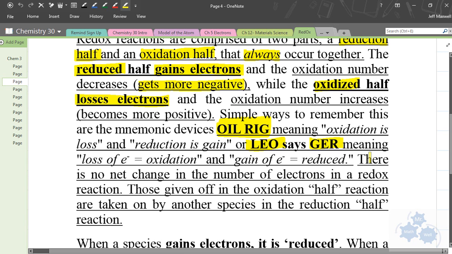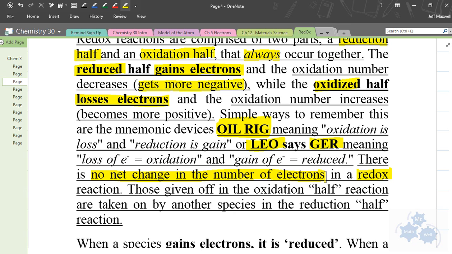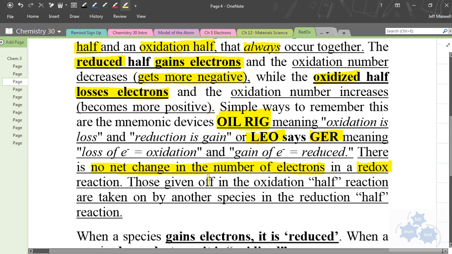Now, there's no net change in the number of electrons in a redox reaction. I guess it's charge. There's no net change in the number of electrons. So as I mentioned earlier, when we're balancing redox reactions, we not only have to take into account the number of atoms, but we also have to look at how many electrons are involved. So it's a little bit trickier to balance a redox reaction with respect to electrons as well, but that's where we're going with this information. So those given off in the oxidation half are taken up by something else in the reduction half.